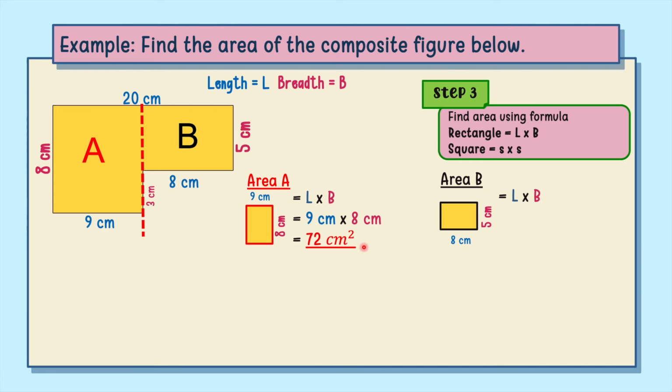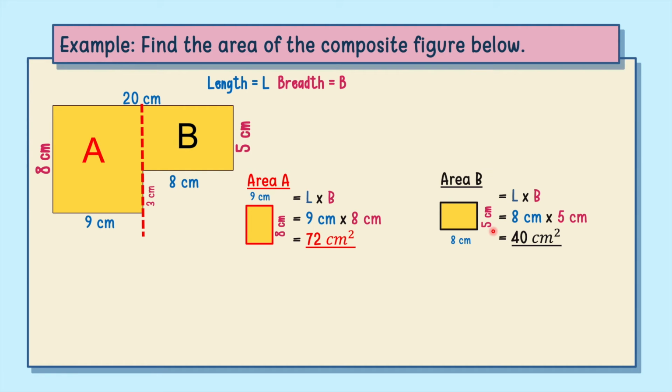Next, we're going to look at B. If you look at the shape of B, it is also a rectangle. The formula for area of a rectangle is length times breadth. The length is 8 centimeter while the breadth is 5 centimeter. So what is 8 times 5? 8 times 5 is 40 centimeter square. So we have found the area for each shape separately.